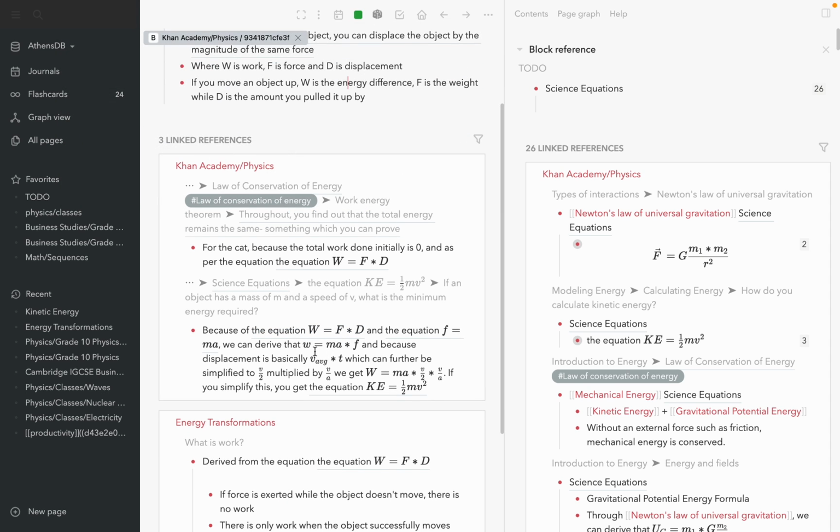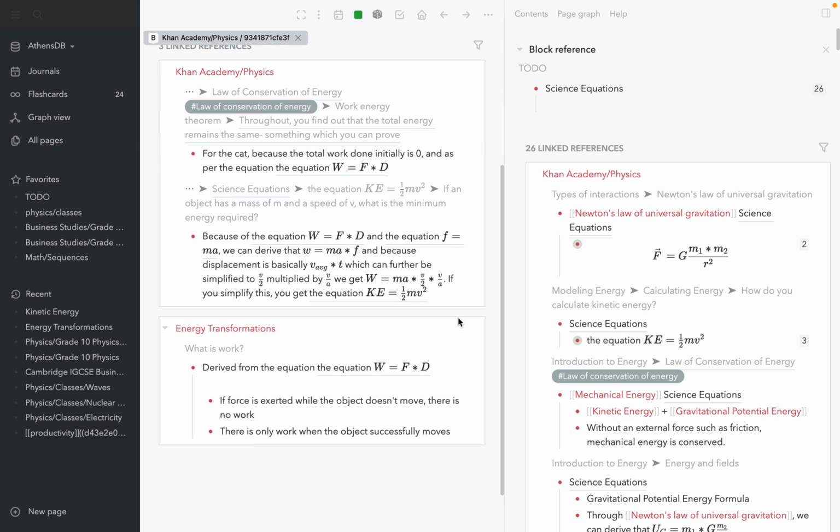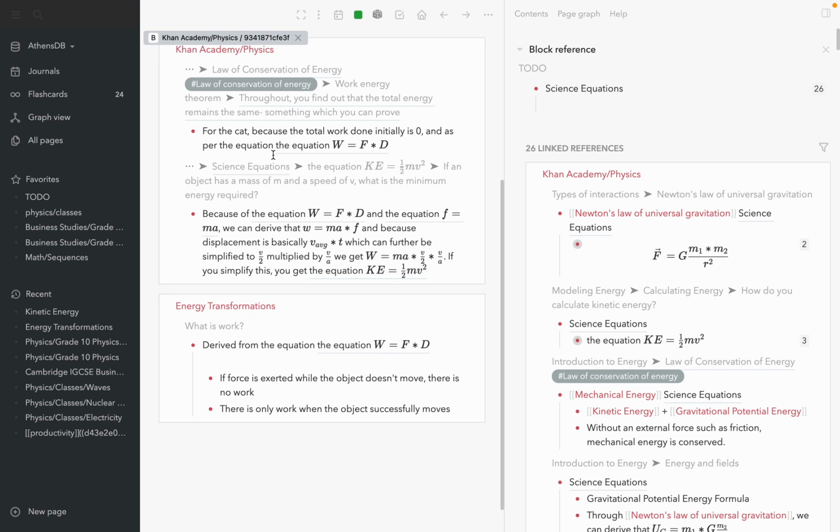For instance, over here I can see that you can derive the equation: work is equal to mass times acceleration times displacement, and because displacement is basically the average velocity times the time, which you can simplify to v upon 2 multiplied by v upon a, we get work is equal to mass times acceleration times velocity upon 2 times velocity upon a. If you simplify this, you get the equation kinetic energy is equal to half of mass times velocity squared. So by simply opening up this equation, I can see that this equation can be derived from this very equation.